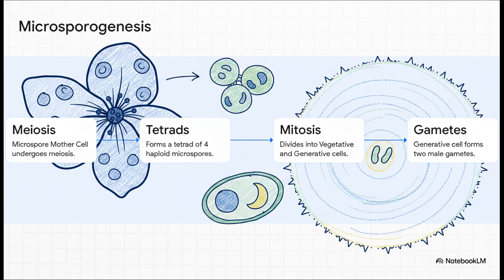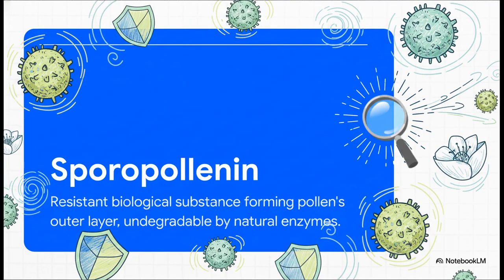Finally, that tiny generative cell divides one last time to form 2 distinct male gametes. And that entire package structure, that is your mature pollen grain. Now, before we move on, we really have to pause and marvel at a substance called sporopollenin.